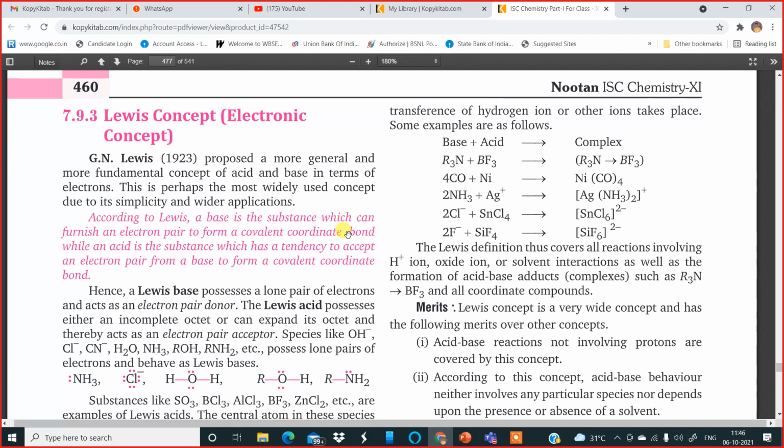So a base is a substance which can furnish not an electron, but an electron pair to form a coordinate covalent bond, while an acid is a substance which has a tendency to accept an electron pair from a base to form a covalent coordinate bond. This is according to the Lewis concept, the electronic concept. So remember, base an electron pair donor, acid an electron pair acceptor. Make this point very clear in your mind.